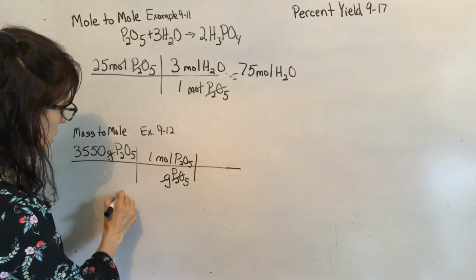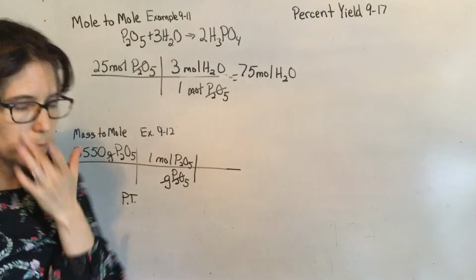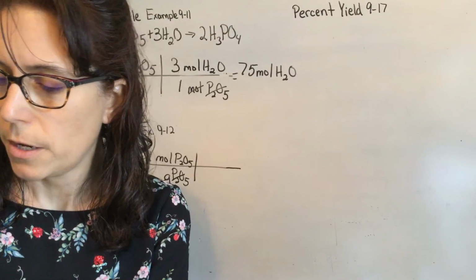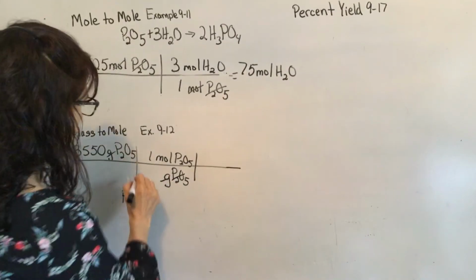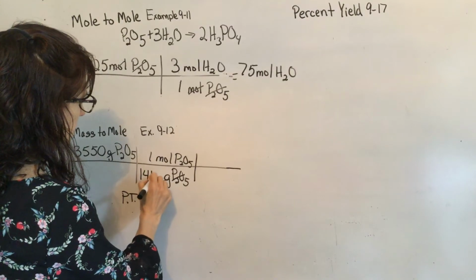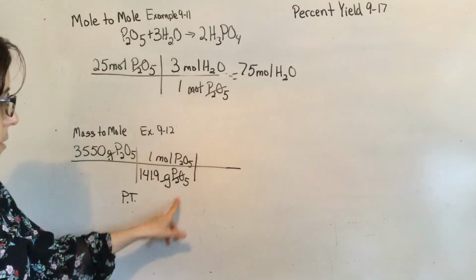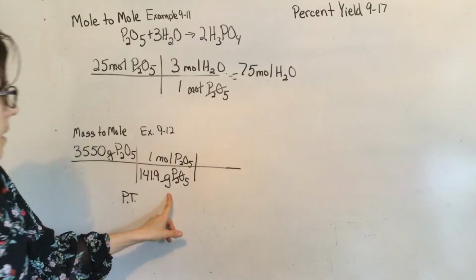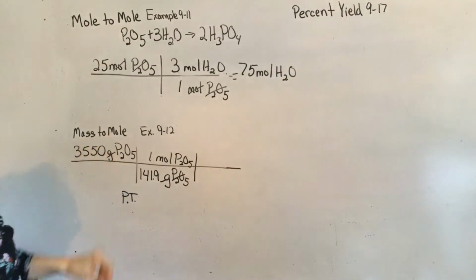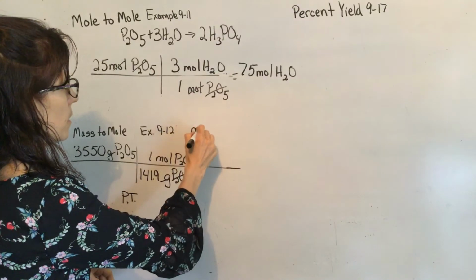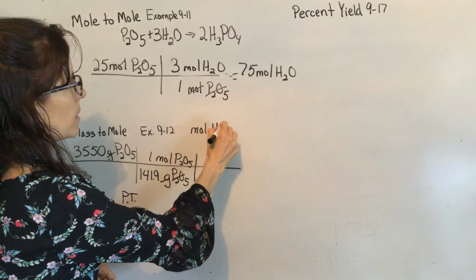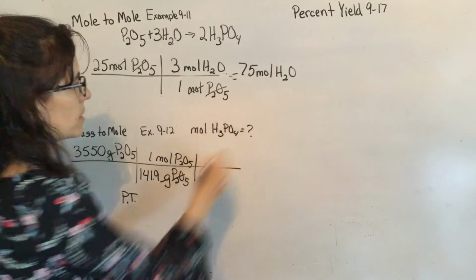We need to use our periodic table, and our book's going to give it to us here anyway, so I'm just going to check that out. 141.9. 141.9 grams are equivalent to 1 mole of P2O5. It's asking for the moles. I'll just put moles of H3PO4 is what it's asking.